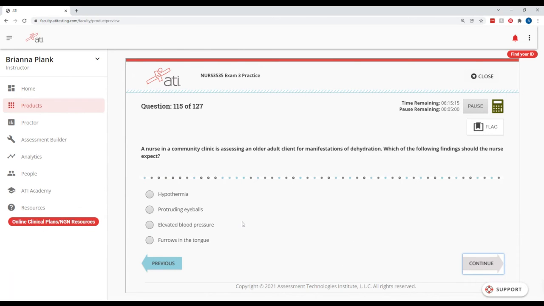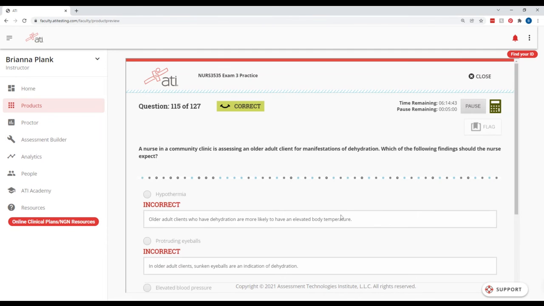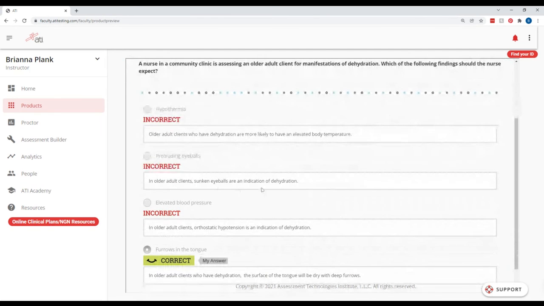What do we think if an older adult is dehydrated? What do you guys think? Definitely not this. Definitely not this. You guys think D? I could have gone for either one. Sunken eyeballs. But I feel like sunken eyeballs kind of look protruding, no? Okay.